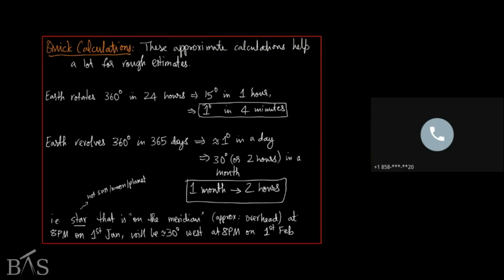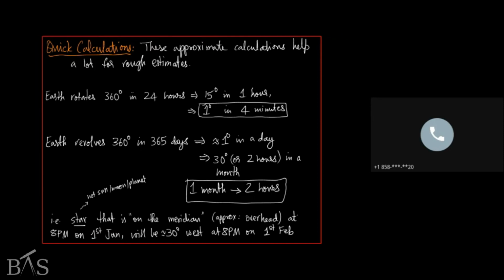And if you calculate further, this means that the sky rotates, or the Earth rotates, depending on your reference frame, 1 degree in 4 minutes. So you can think of a star on the celestial equator moving about 1 degree in 4 minutes. We'll define what the celestial equator is later. But 1 degree is 4 minutes.